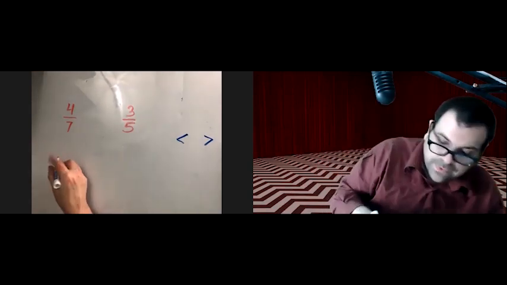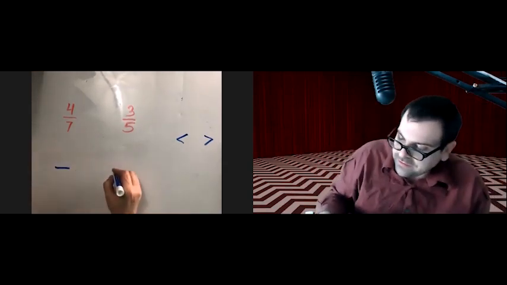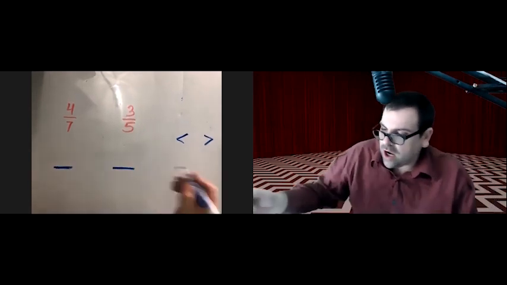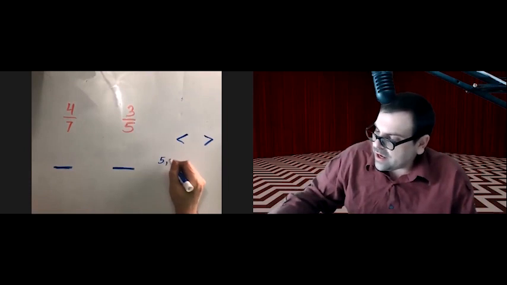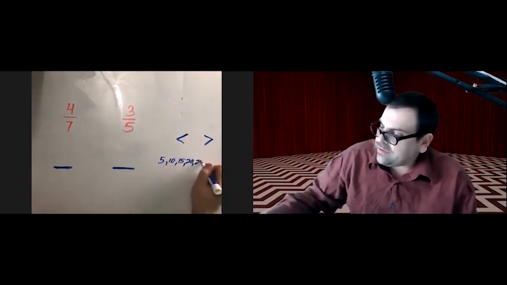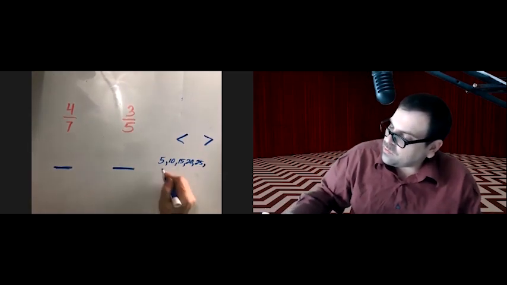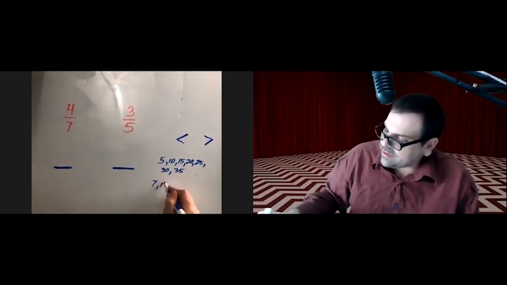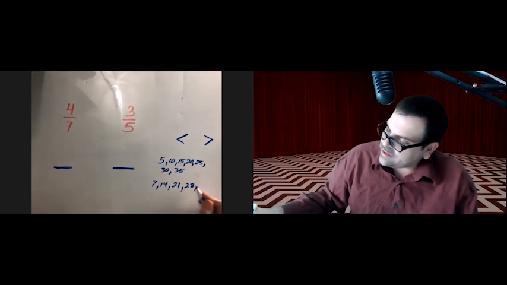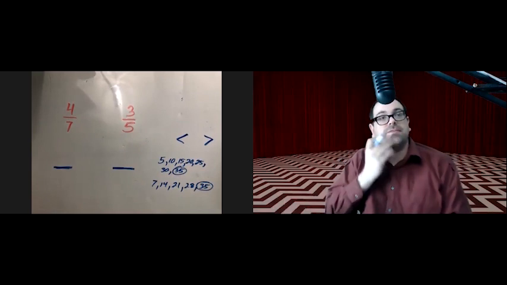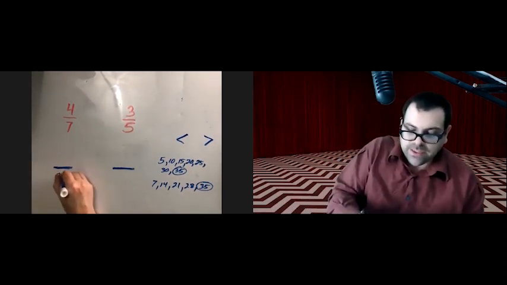In order to be able to compare two fractions, we need them to have their common denominator. So for 7 and 5, we would be looking for the first number in common to both. So 5, 10, 15, 20, 25. I'm wondering if maybe there was one before 35, but there is not. 7, 14, 21, 28, 35. So 35 is the common denominator.